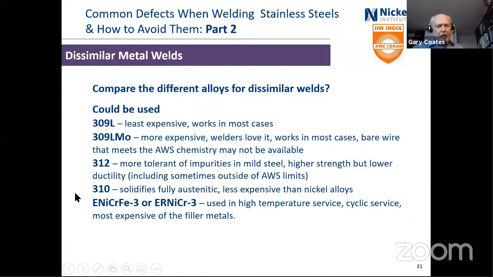310, it solidifies fully austenitic. It's less expensive than the nickel alloys, but you do have to worry about the hot cracking issue. And then the nickel-chrome-iron 3, nickel-chrome 3 materials, they are used in high temperature service, cyclic service. They are expensive filler metals, of course, more expensive than the stainless steels, but you want to use them where you really need to use them.